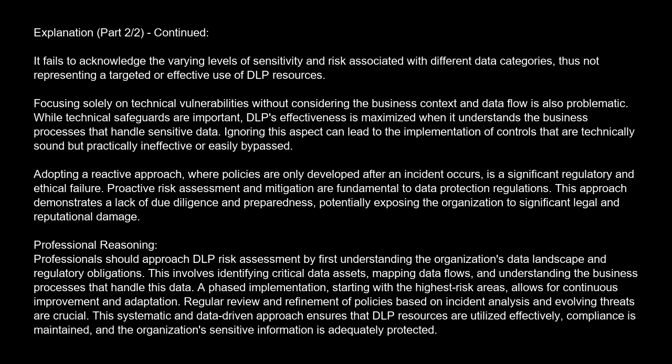Professional reasoning. Professionals should approach DLP risk assessment by first understanding the organization's data landscape and regulatory obligations. This involves identifying critical data assets, mapping data flows, and understanding the business processes that handle this data. A phased implementation, starting with the highest risk areas, allows for continuous improvement and adaptation.